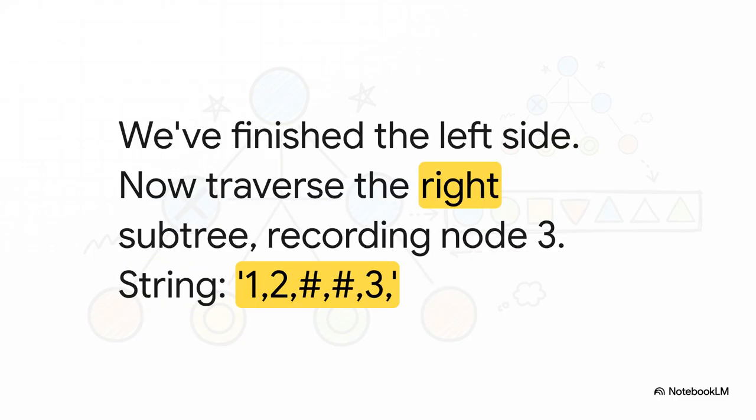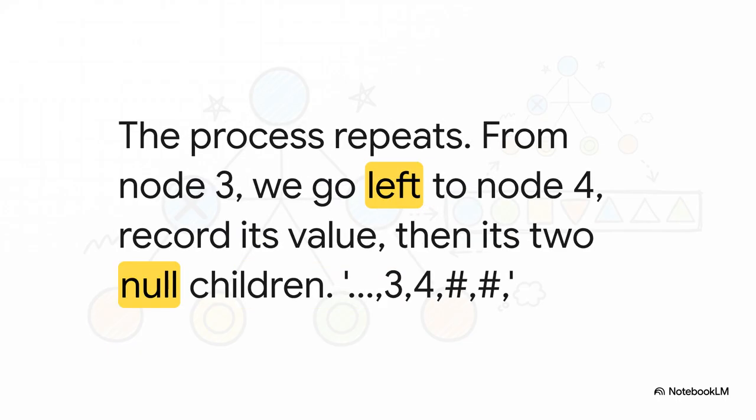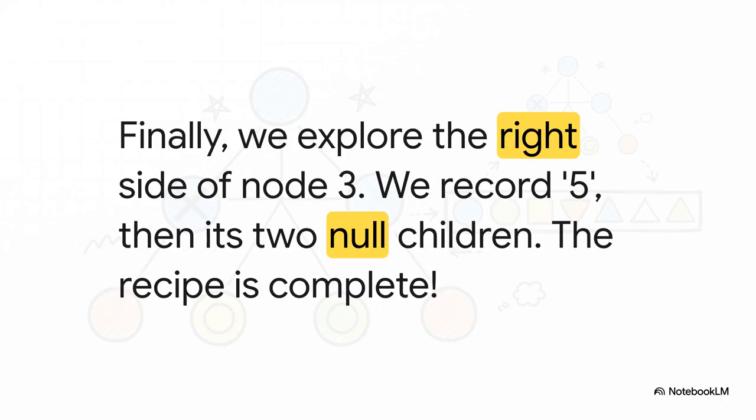Since we've finished the entire left side of the root, we pop back up. Rule 3 says it's time to check out the right side. So we head over to node 3 and, you guessed it, we record its value. And the pattern just keeps going. From node 3, we go left to node 4, write down its value, and then add 2 null markers for its 2 missing children. We're almost there.